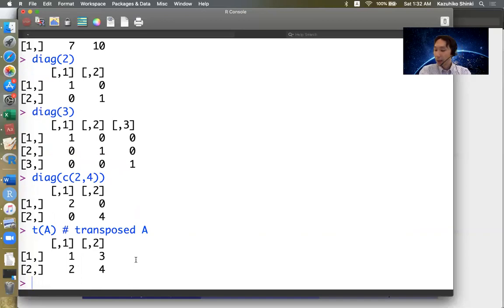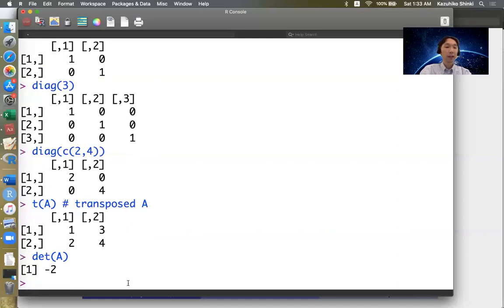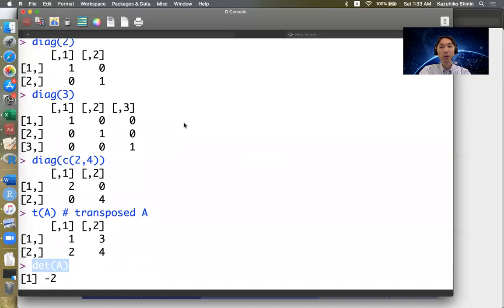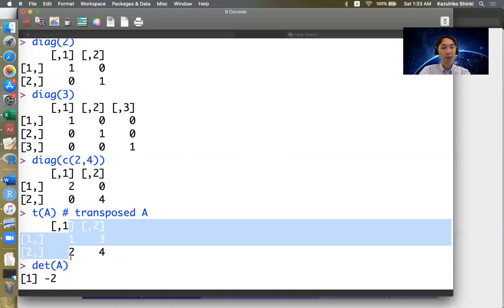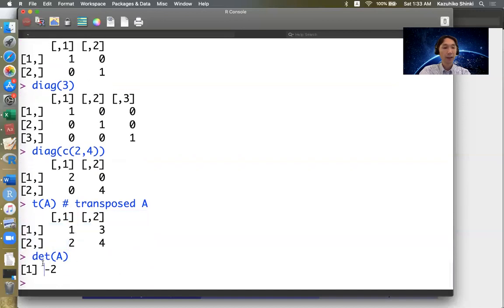So these are basics. And next we think about the determinant. What is the determinant of A? This is basically the area of the parallelogram spanned by these 2 column vectors, 1, 2, and 3, 4. That is calculated by 1 times 4 minus 2 times 3, but that is done by det of A. So det of A, then you can get the determinant.